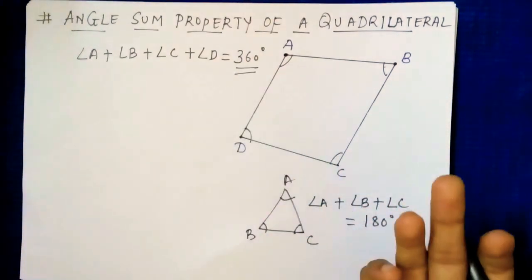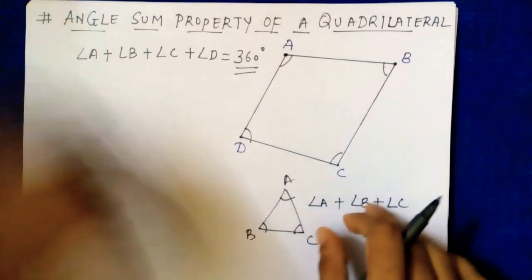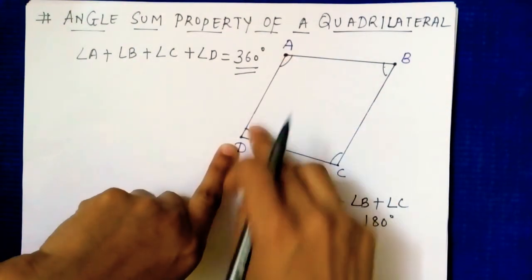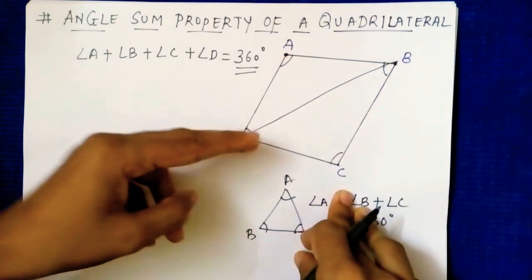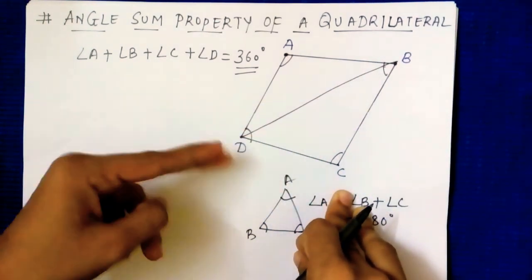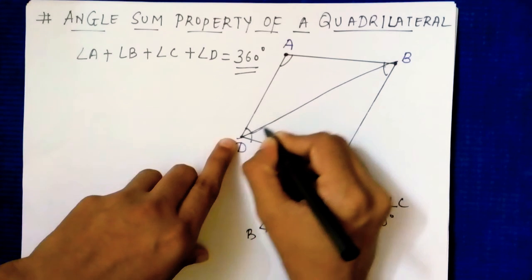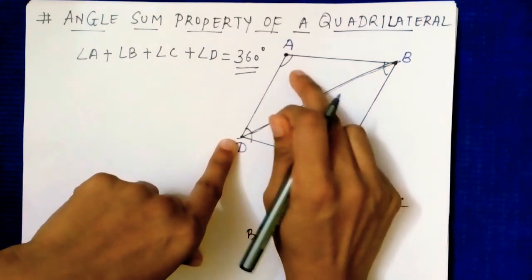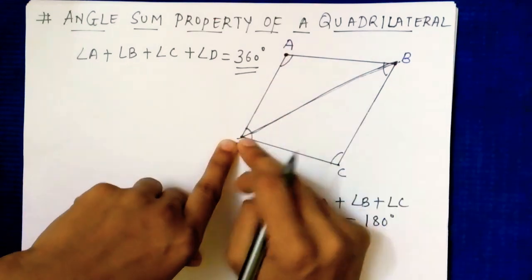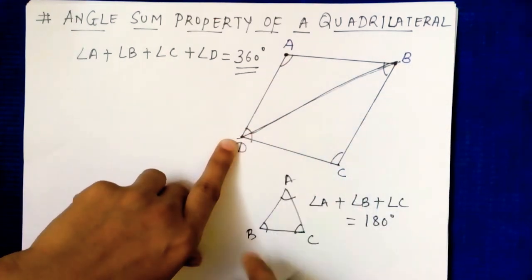Now there is another simple logic also to understand this. For example, this is a quadrilateral. If I cut this quadrilateral from here, suppose I am cutting this quadrilateral from here, what am I getting? I am getting 2 triangles. This part is one triangle and this part is another triangle.